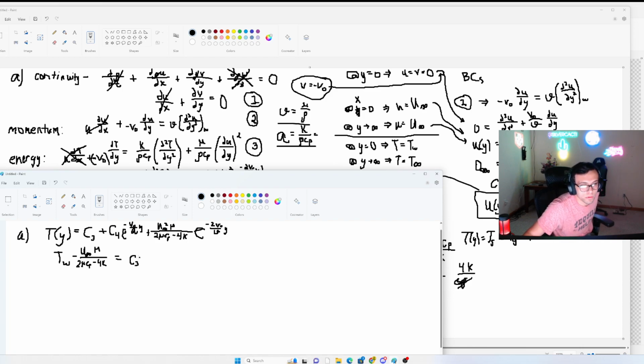C3 you can get from the other boundary condition, so let me just write that. These are both going to be 0 from the other one, from the Y equals infinity. These are gonna both cancel out because if it's anything to infinity, you just get that out of here. So cancel out both these. So just C3 from that equals T infinity, which is room temperature.